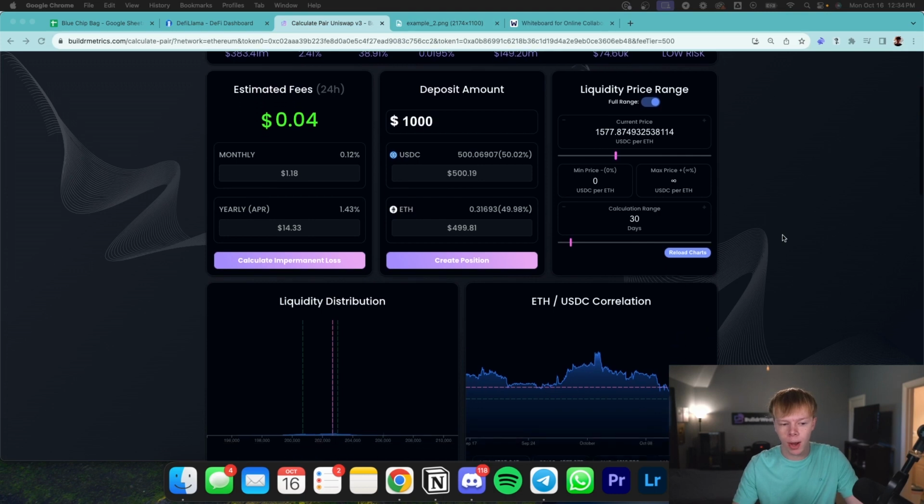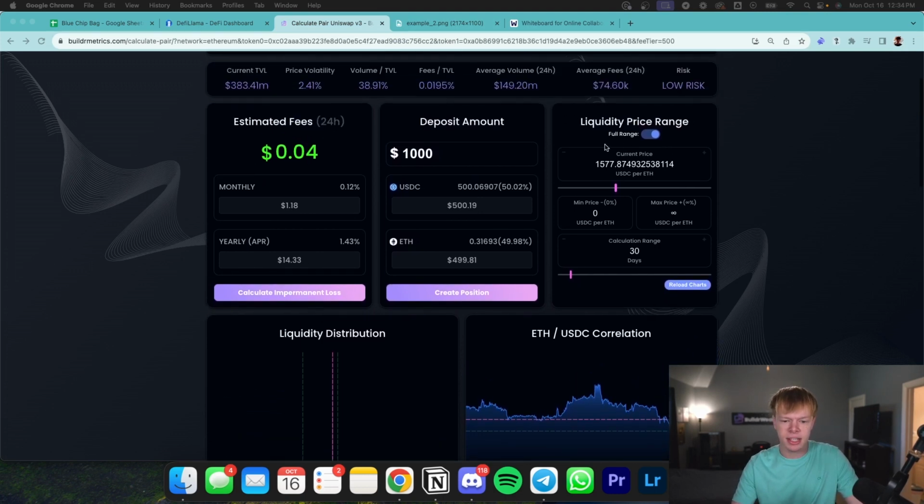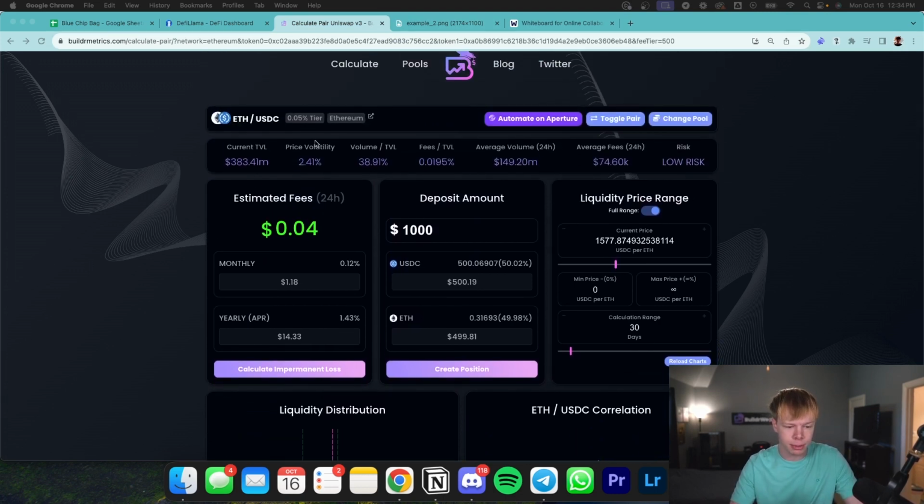Now, to compare Uniswap v2 versus Uniswap v3, this is a full range liquidity pool on Ethereum to USDC on the Ethereum network. It currently has $383 million in TVL with an average daily volume of $150 million.